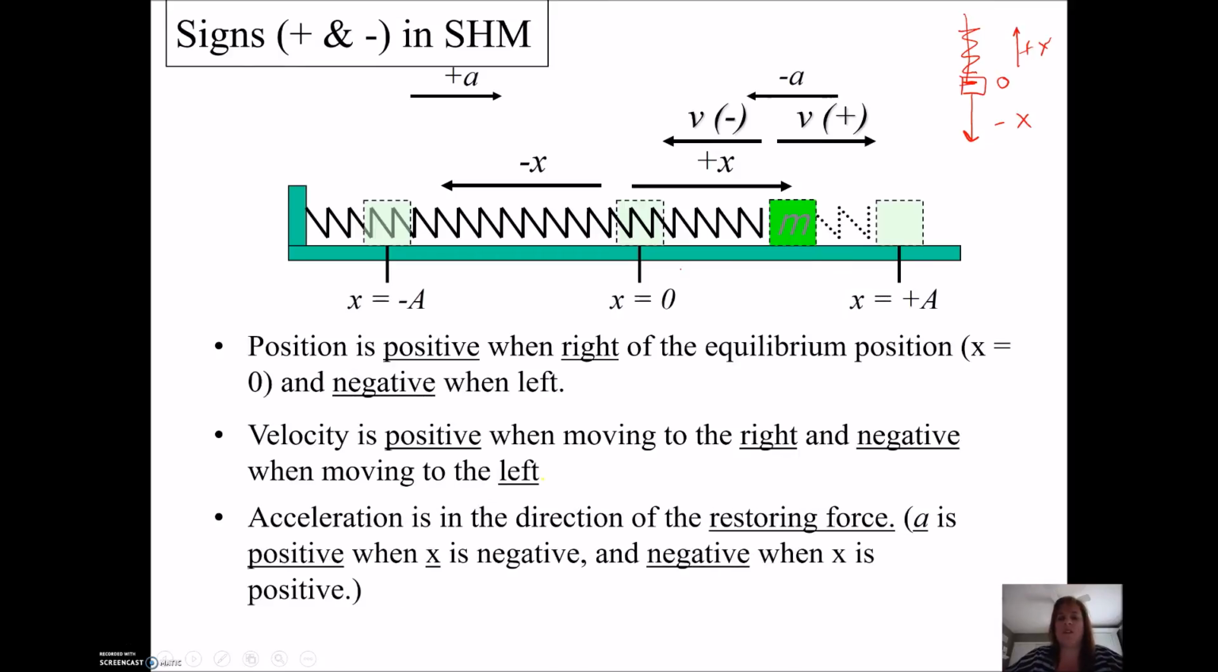And finally, we have acceleration. Now, acceleration, just like in any case, is always in the direction of the net force, which is the direction of the restoring force on a spring. And acceleration always has the opposite sign of the displacement for a spring. So it's positive when the displacement or the position is negative, and it's negative when the position is positive.